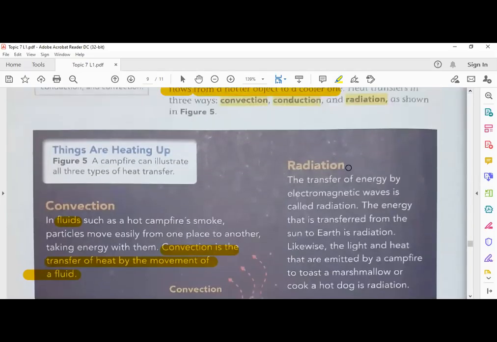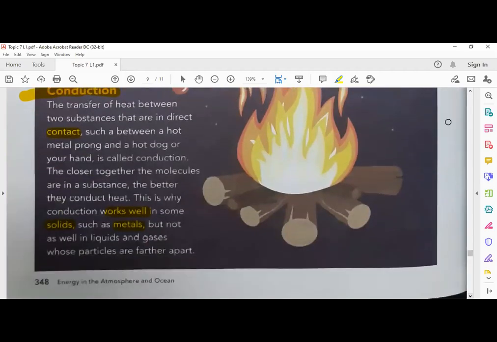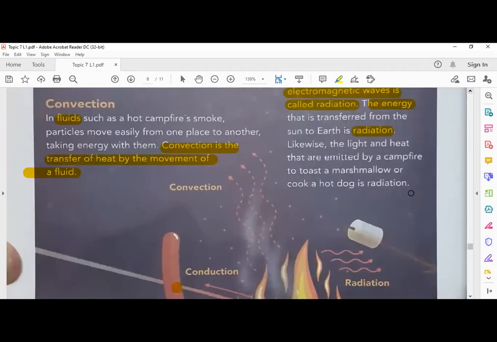And the last way by which heat transfer happens is radiation. Radiation is the transfer of heat or energy by electromagnetic waves. The energy transferred from the sun to the earth is an example of radiation. Also, in this example, the heat can transfer from the campfire to the marshmallow directly by radiation.